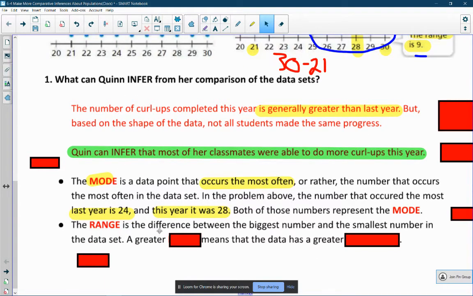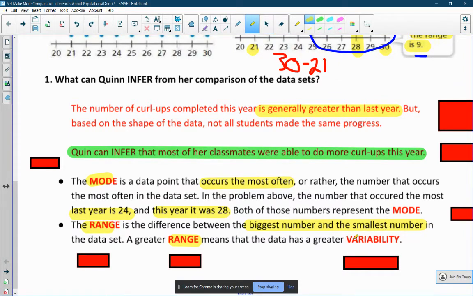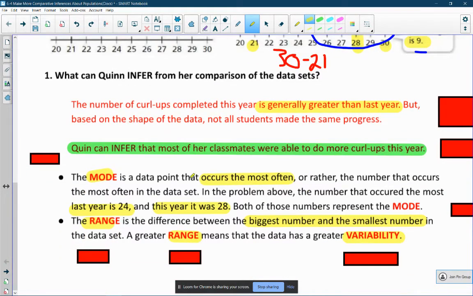Next, the range is the difference between the biggest and the smallest number. So range, difference between biggest and smallest. Got to subtract. The greater the range, now this is from section 6-3, the greater the variability, the more spread out the data is. So if we look here, it's more spread out this year than it was last year. So mode, most often occurring; range, difference between biggest and smallest; and the greater the range means the greater the variability.